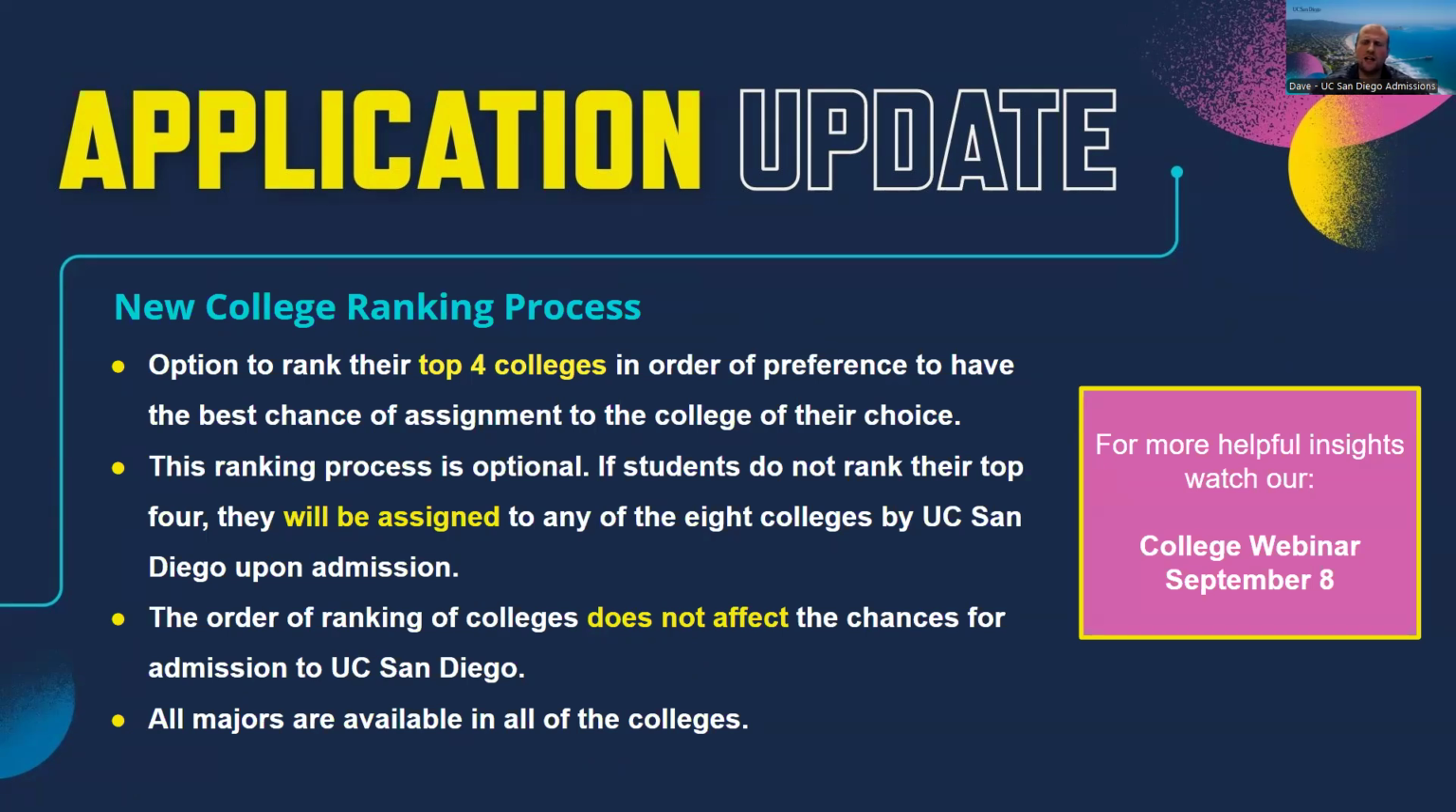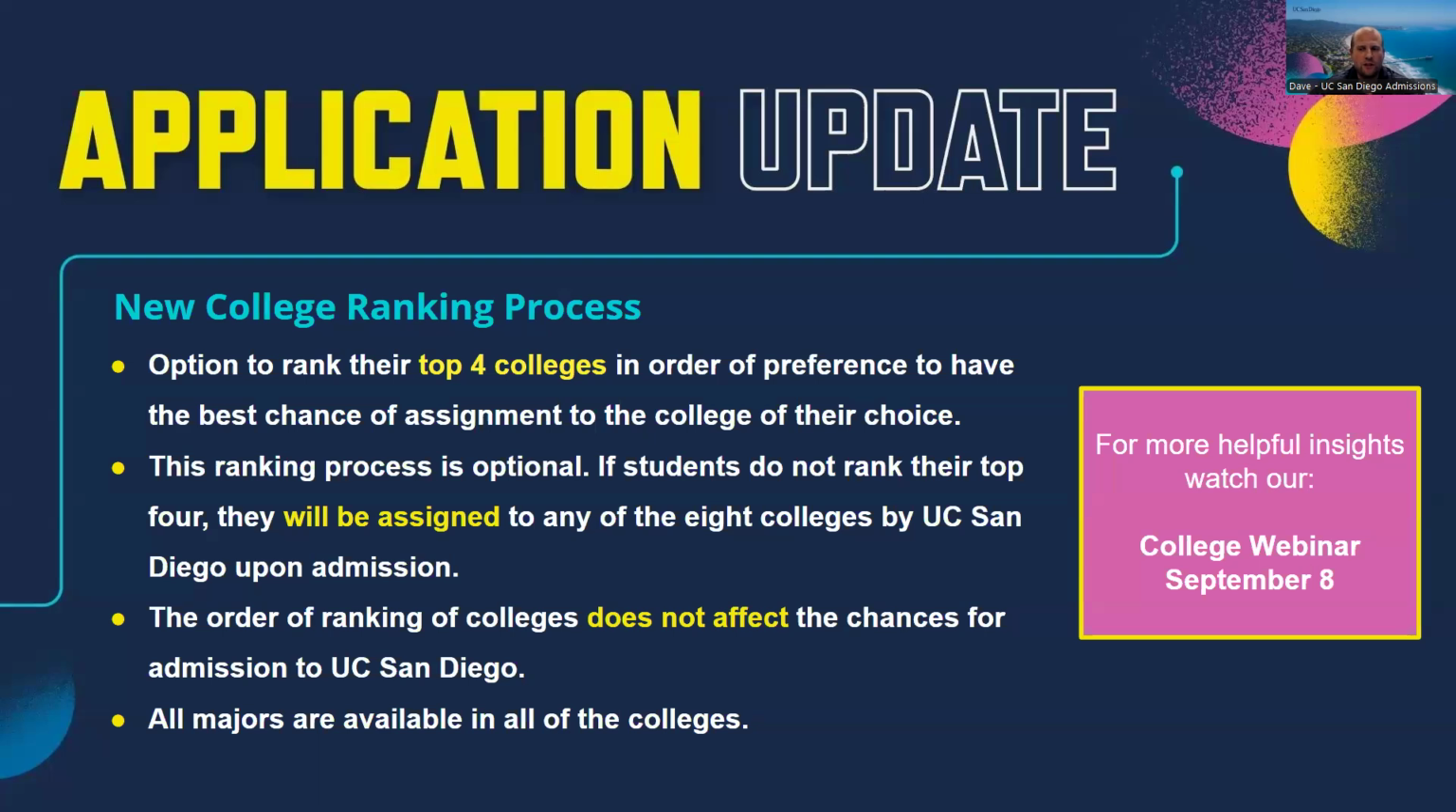Please note that your college ranking doesn't affect or influence your chances of being admitted to UC San Diego. Admissions decisions are made independently of the college system that we have. Additionally, you can be any major in any of the colleges, and students aren't assigned to each of the colleges based on their major either.